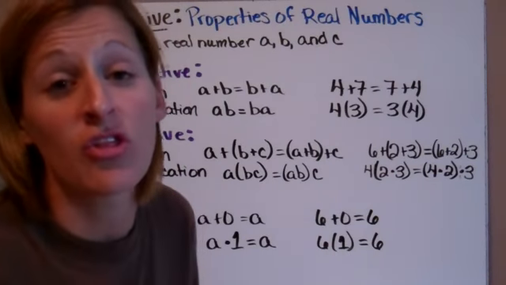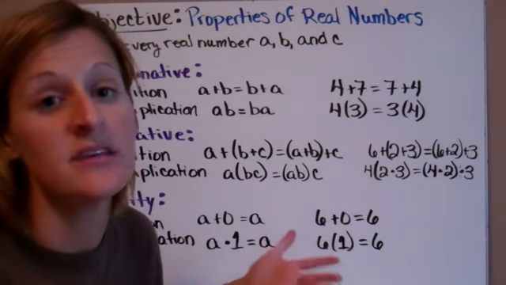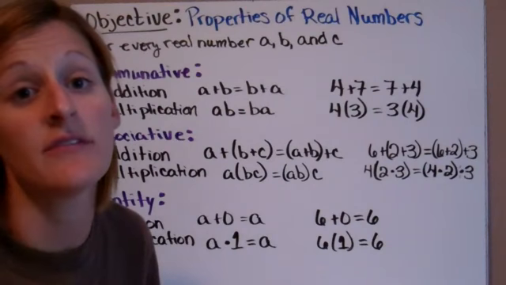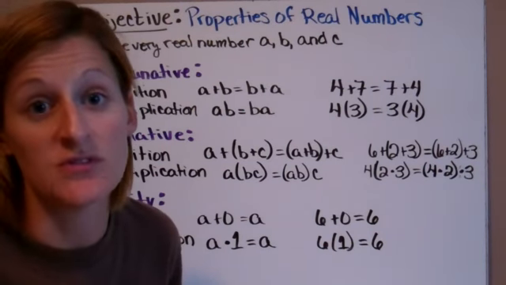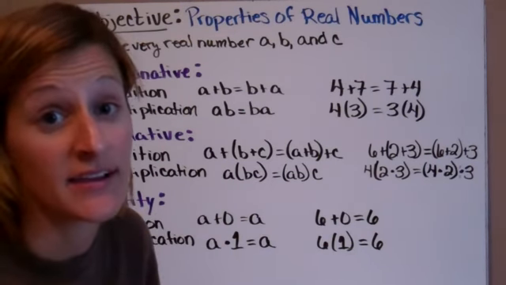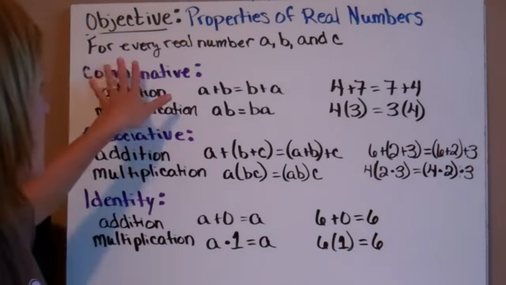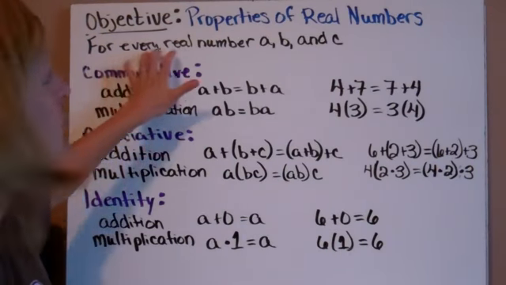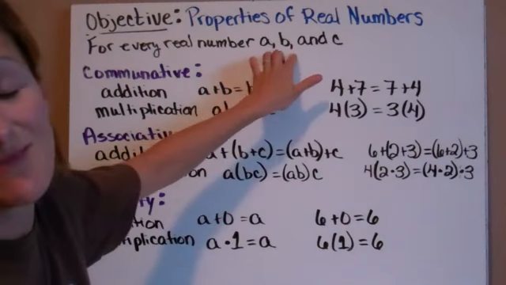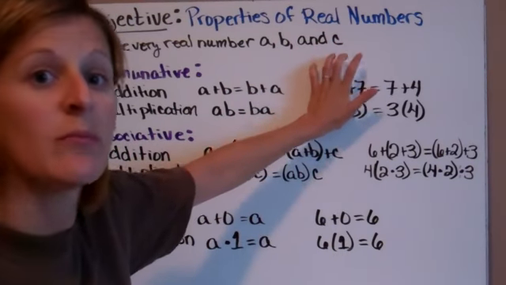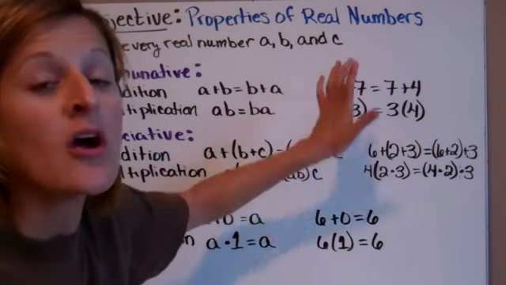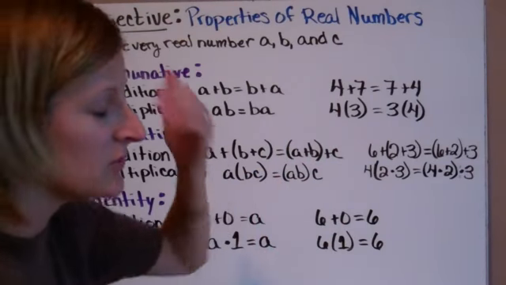Alright, we're going to take a look at properties of real numbers. These properties allow us to do a lot of the different steps that we use to solve equations or to simplify an expression. The first one, what we need to look at is for every real number, and we're going to use A, B, and C. These are just variables. Remember, we can plug in a number later for any variable that we use.